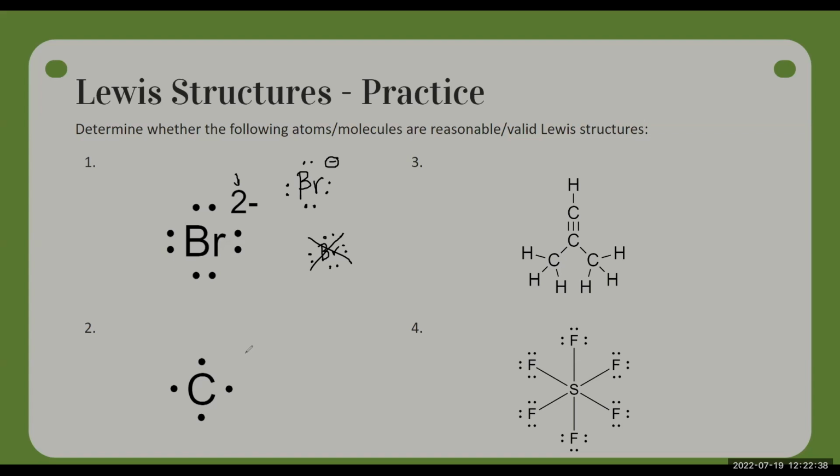Next, we have the Lewis dot structure of carbon. And so carbon is a group 4 atom. Therefore, carbon should have a total of 4 valence electrons. So if we do a little count, we have 1, 2, 3, and then 4. So that looks good so far. And remember that we always do our valence electrons one at a time, and then we close them or we pair them at the end. So we do 1, 2, 3, and then 4. So this structure looks good.